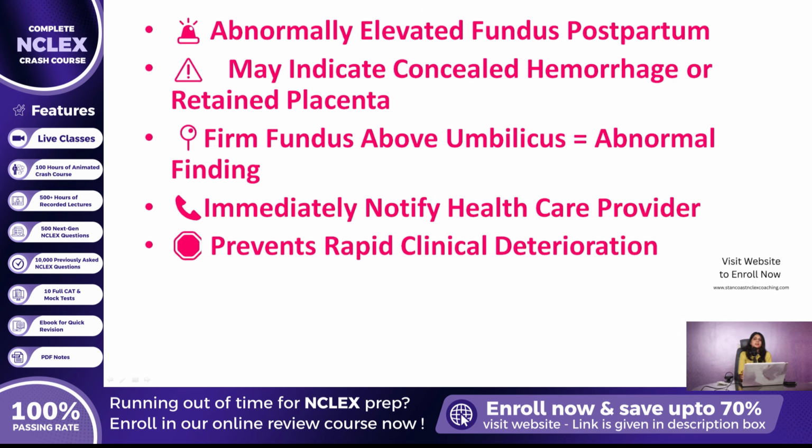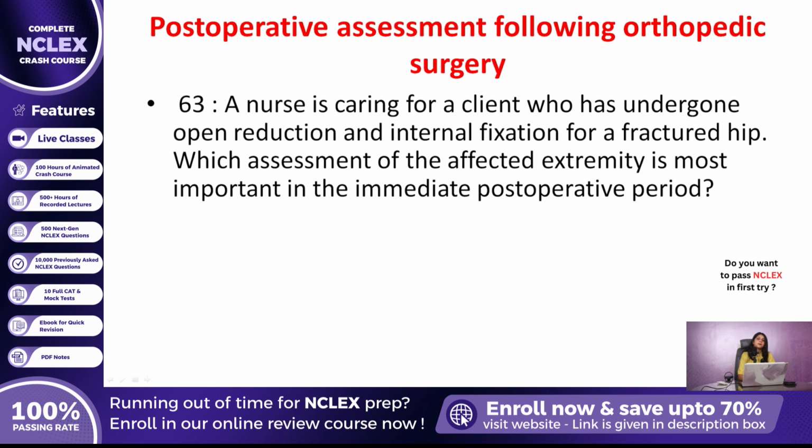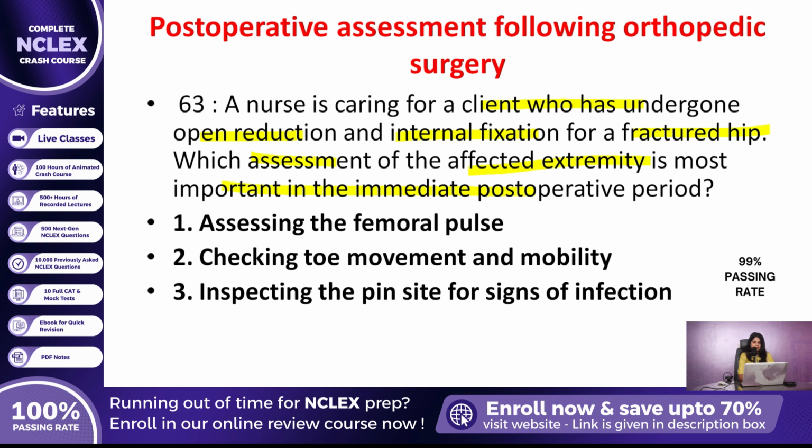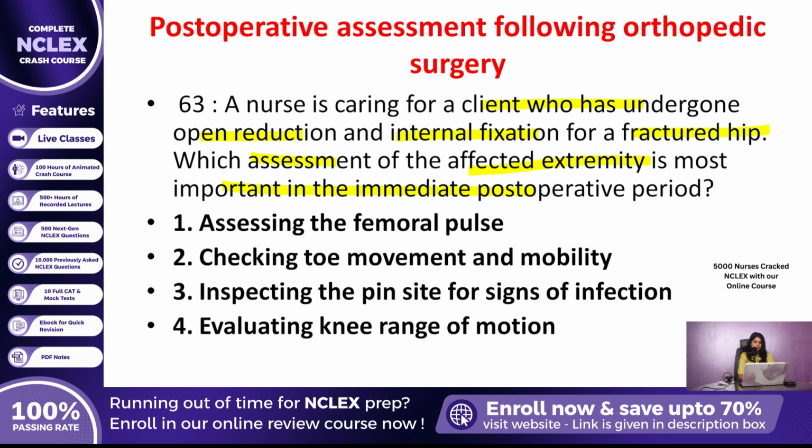Now moving to question number 63, which focuses on postoperative assessment following orthopedic surgery. The question reads, a nurse is caring for a client who has undergone open reduction and internal fixation for a fractured hip. Which assessment of the affected extremity is most important in the immediate postoperative period? The options are 1. Assessing the femoral pulse. 2. Checking toe movement and mobility. 3. Inspecting the pin site for signs of infection. 4. Evaluating knee range of motion.